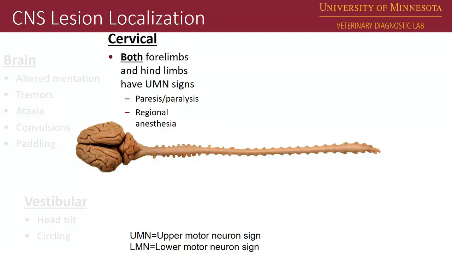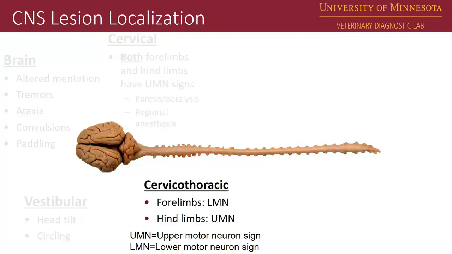So I didn't even talk about the cervical part. If there's a lesion in this region of the spinal cord, before it gets down into this intumescence here that's controlling the forelimbs, anything that occurs in this region or even potentially in the brainstem, you're going to have upper motor neuron signs in both the forelimbs and the hind limbs. The next region down is that intumescence area. So this is the cervico-thoracic region. This is the part where all of the nerves are coming out and telling the forelimbs what to do. So if there's a lesion there, what will happen is those forelimbs will have flaccid paralysis, and the hind limbs will have upper motor neuron signs.